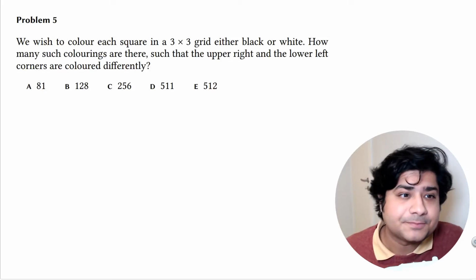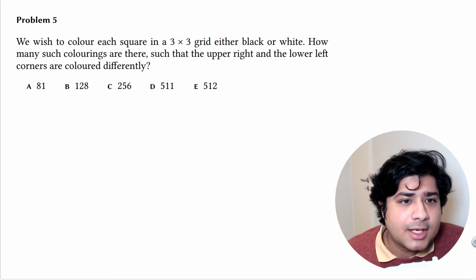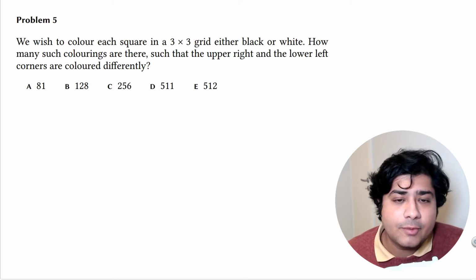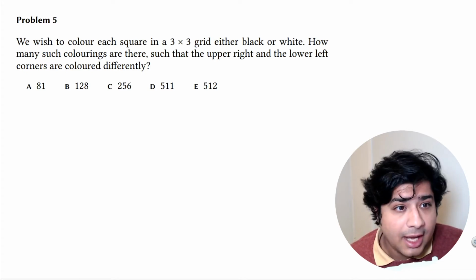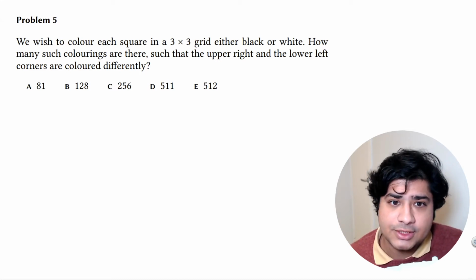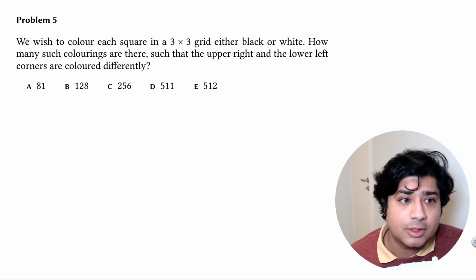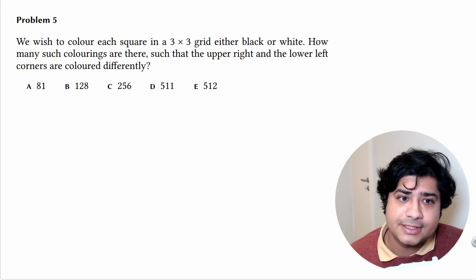Problem 5. We wish to color each square in a 3x3 grid, either black or white. How many such colorings are there, such that the upper right and the lower left corners are colored differently?